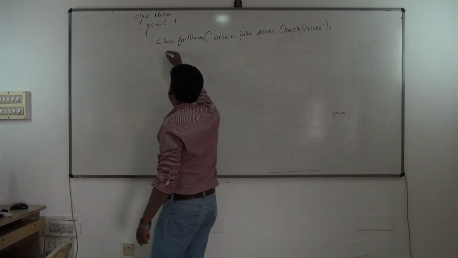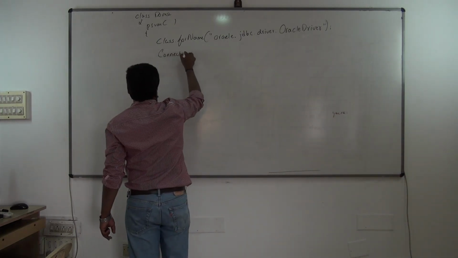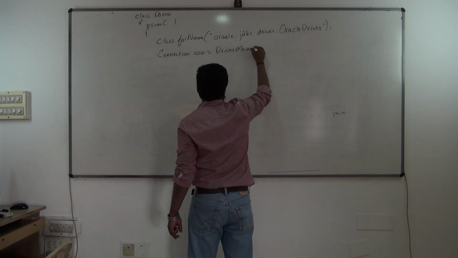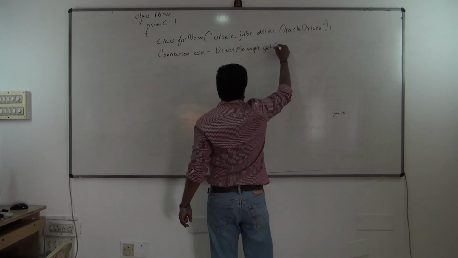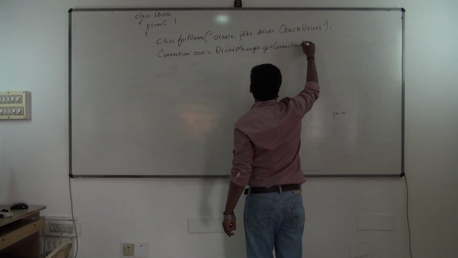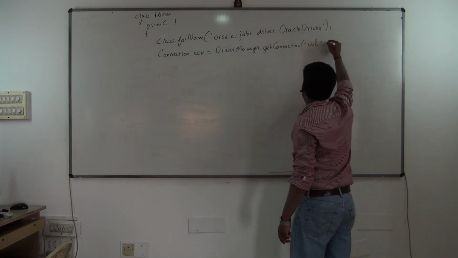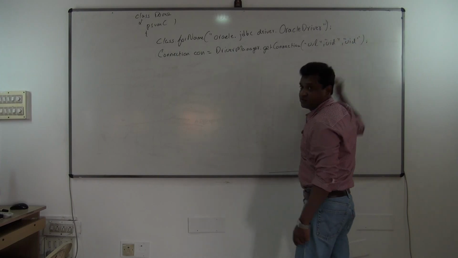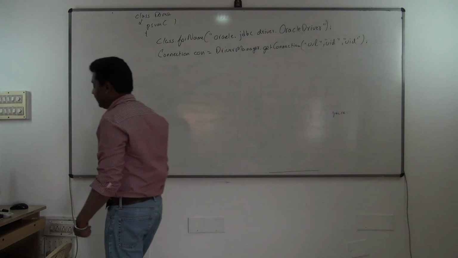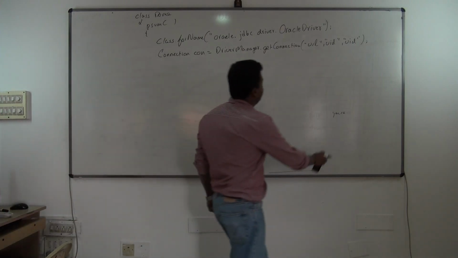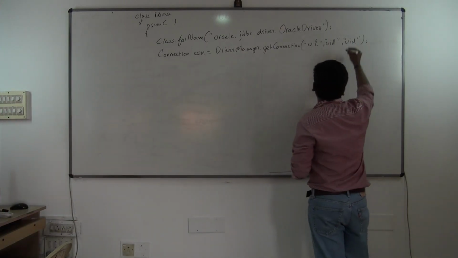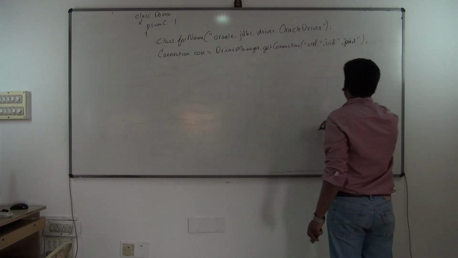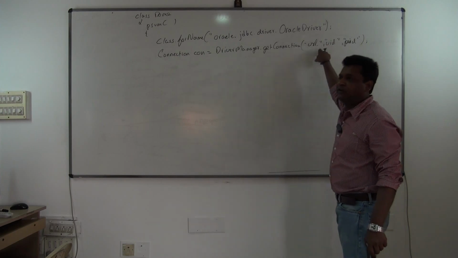Next, get the connection. So the next line will be: Connection con is equal to DriverManager.getConnection. Here you have to send three string values: URL, UID and PWD. Understood? Now don't type it like this only. There are actual values you have to replace.